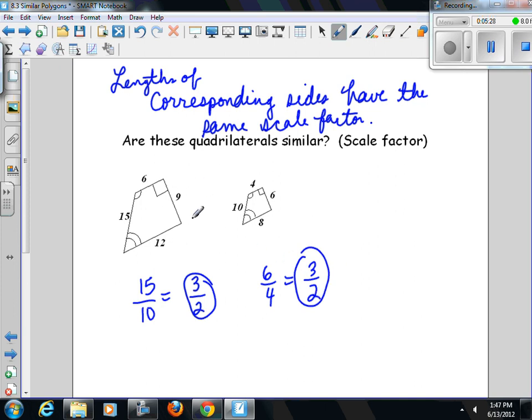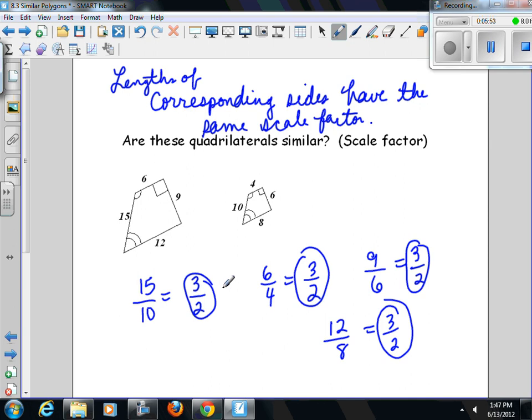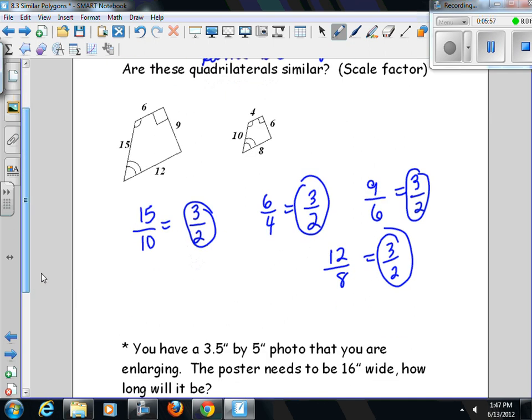Now the side with length 9 corresponds to the one with length 6, so 9 to 6. That also reduces to 3 over 2. And now let's look at the last pair of sides. Corresponding sides, 12 over 8. That also reduces to 3 over 2. So it looks like we've got the same scale factor on every pair of corresponding sides. So we're going to say yes, they are similar.